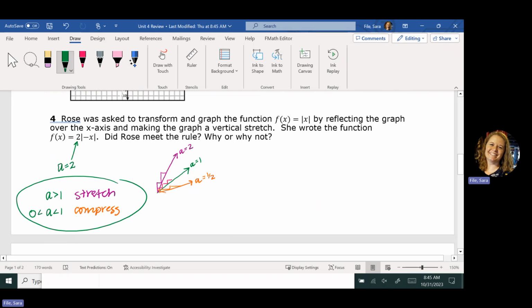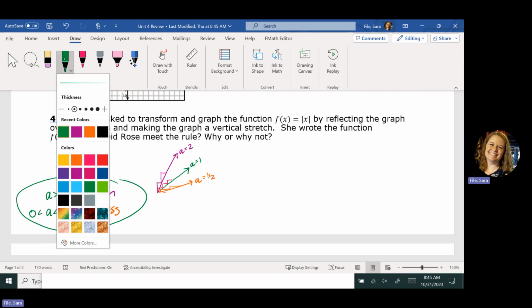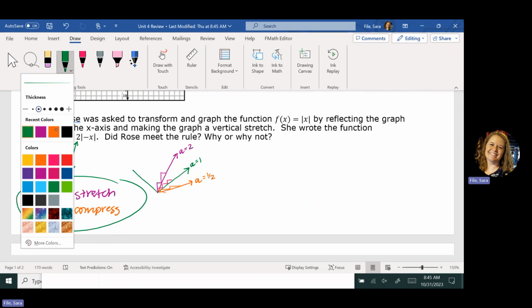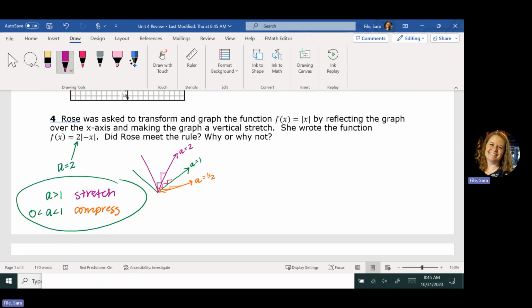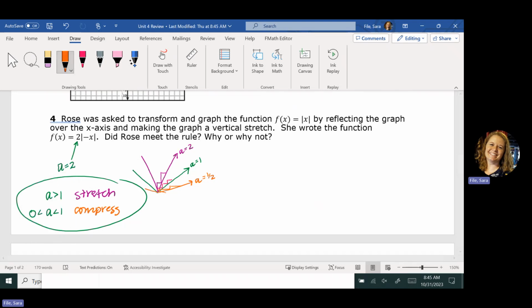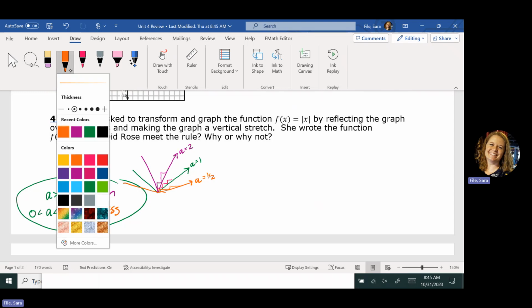If the A is bigger than 1, you are vertically stretching the graph. You're making the slope bigger, so it's steeper. If you want to see it as an actual absolute value, I'll finish it out. See, it looks narrower, taller for the purple, and it looks wider or compressed for the orange. So let's see, did Rose do that right? Does that answer their question? Let's go back and answer this.